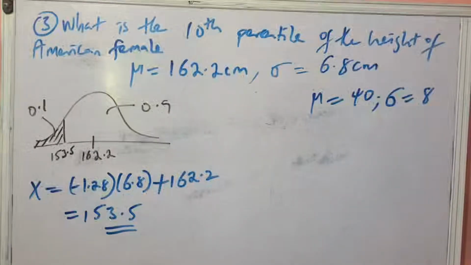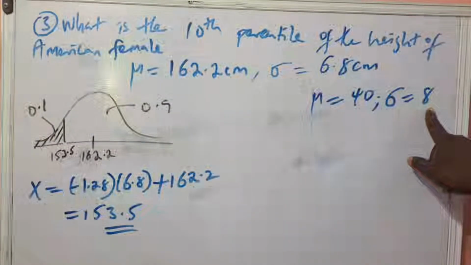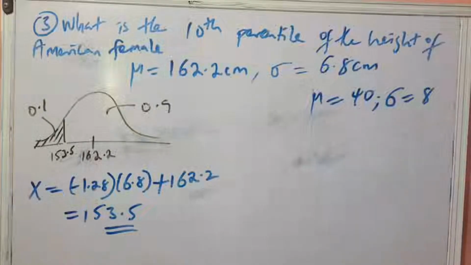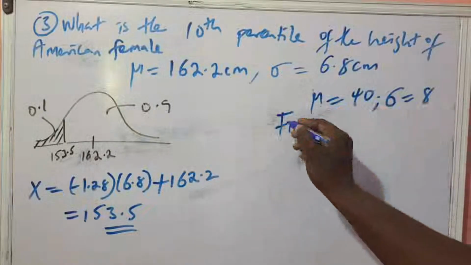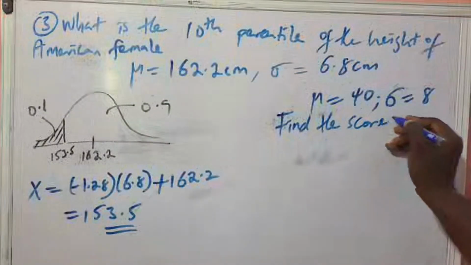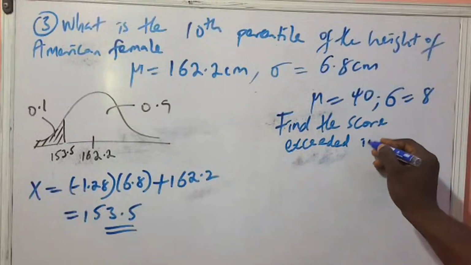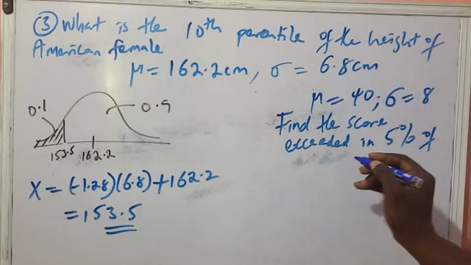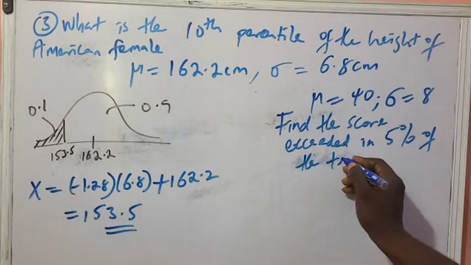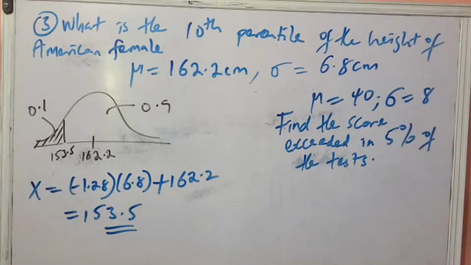Of 40, a standard deviation of 8. Now, the question went on to say, find the score exceeded in 5% of the test. Look at the language now. They told you that the score in a test has a mean of 40 and standard deviation of 8. You're now told to find the score exceeded in 5% of the test.